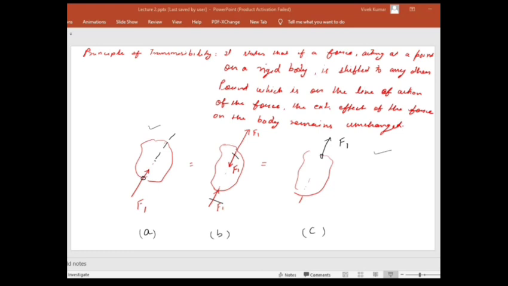My cursor is visible. My pointer is visible to you? No, sir. It is not visible. Just a moment.